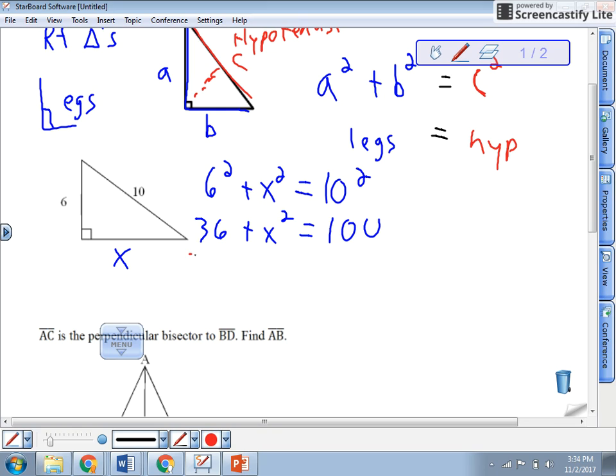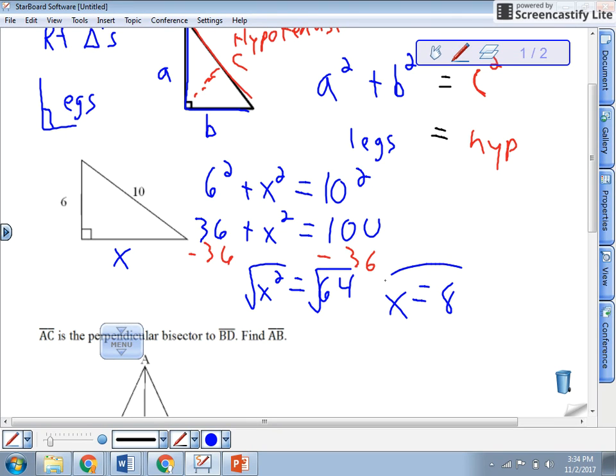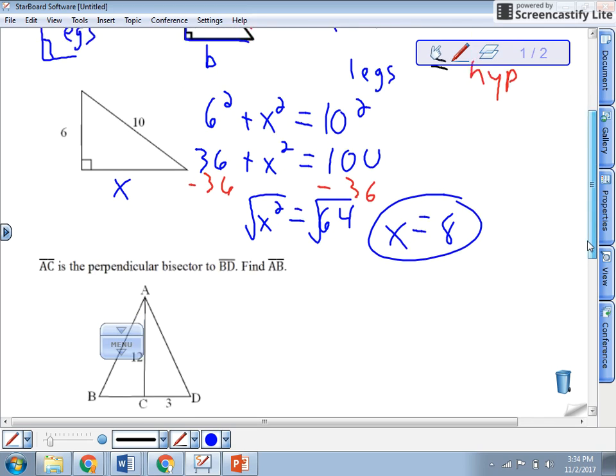We subtract 36 from each side. So we get x squared equals 64. Now we want x, not x squared, so we have to take the square root. So in this case, x equals 8. That's how the Pythagorean theorem works. There's a quick little example.